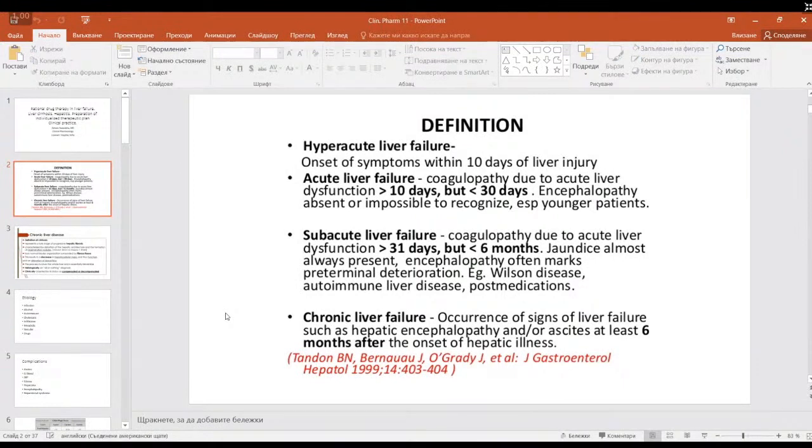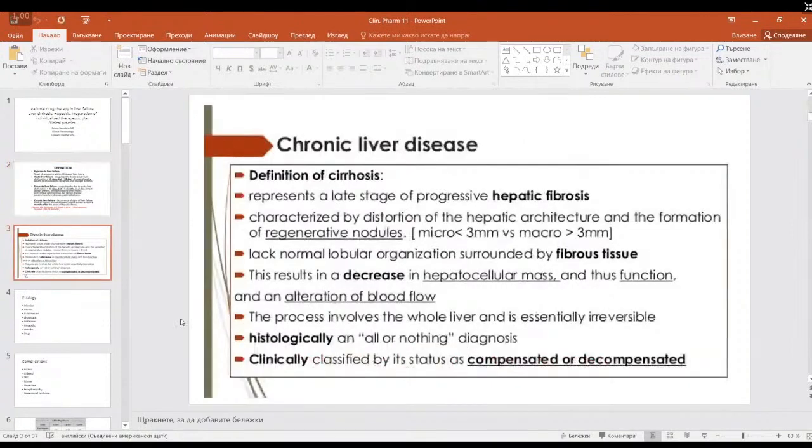And the last type of liver failure that we can mention is chronic liver failure, which is a liver failure that develops usually 6 months after the onset of hepatic illness. And in this case, we usually have signs of hepatic encephalopathy, which again, we said is a bad prognostic sign for the survival of this patient.